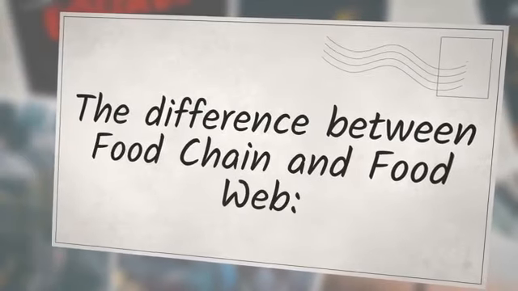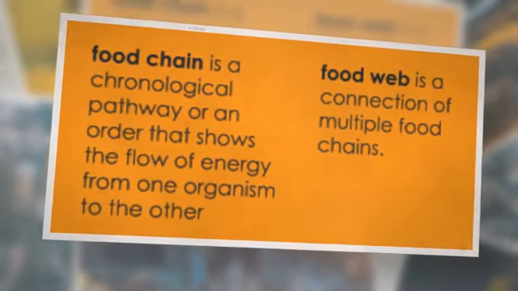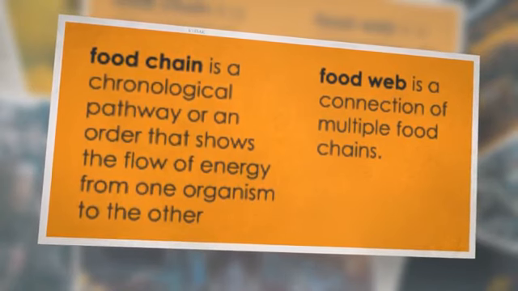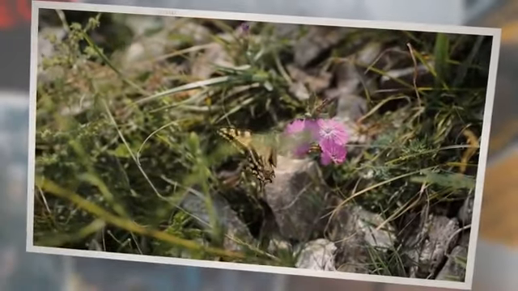The difference between food chain and food web. Let's talk about the difference between food chain and food web. Food web is the flow of energy and nutrients in a linear pattern, while a food chain is just a part of the food web. There are many food chains that exist on the food web.